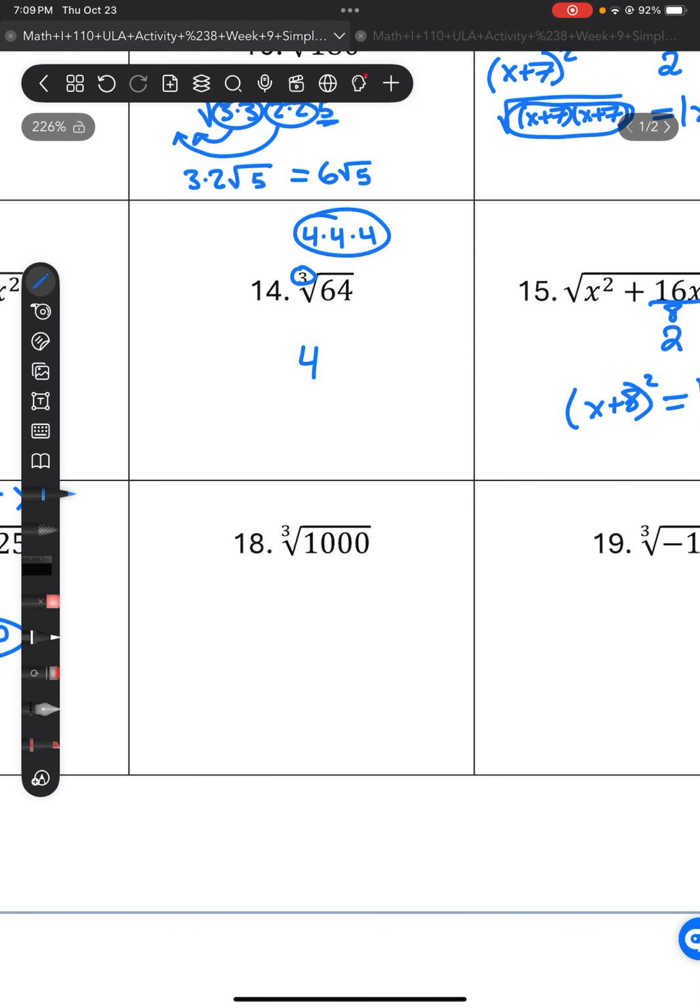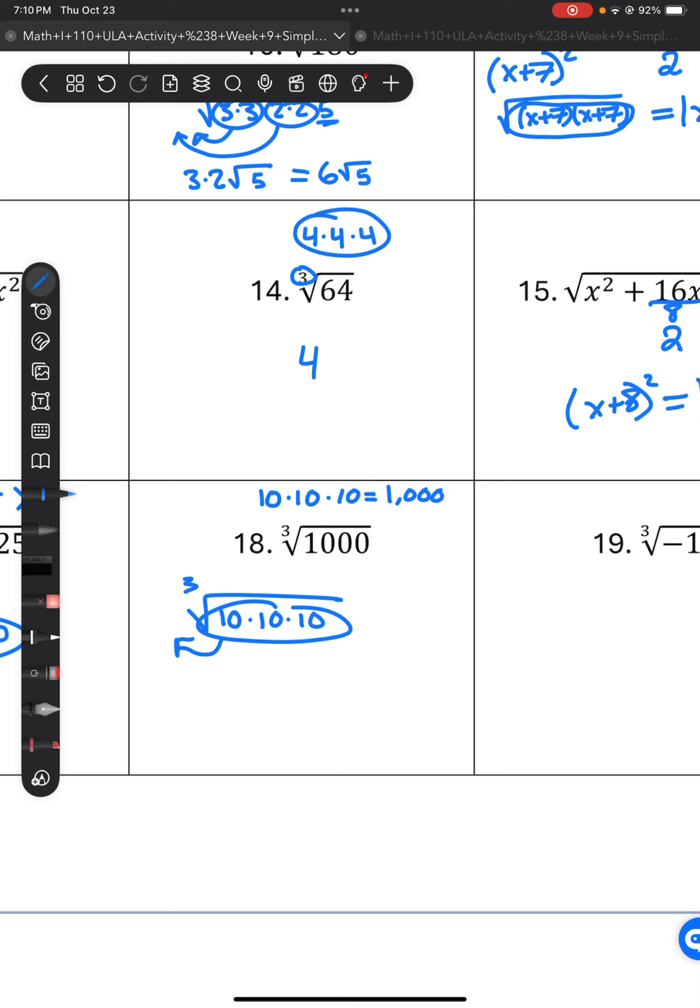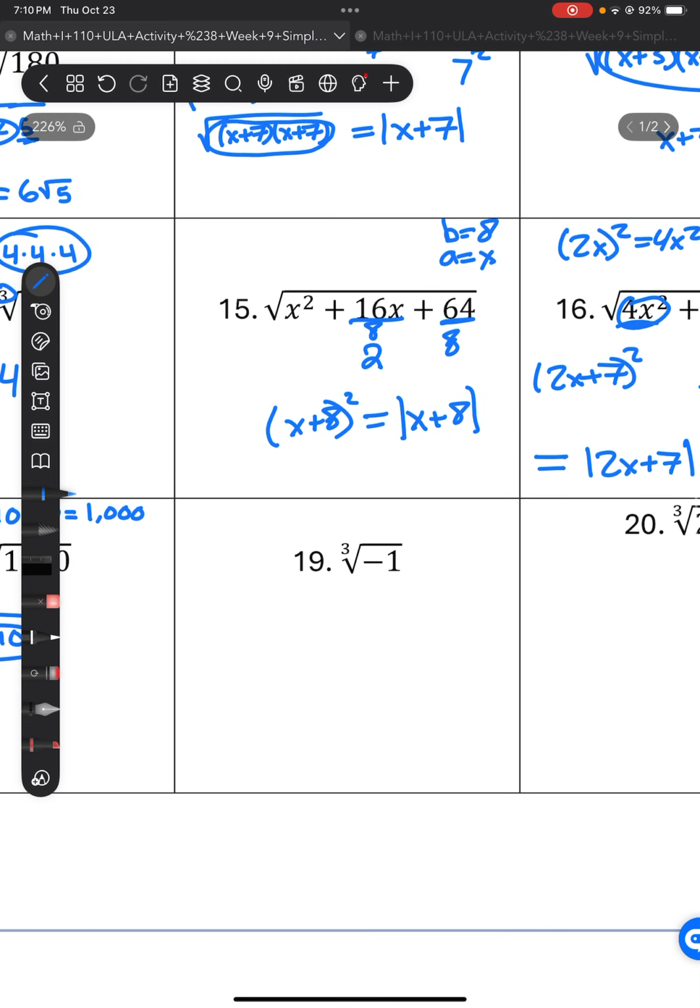All right, number 18. Another cube root. I'm already thinking about 10, right? Because 10 times 10 is 100, and 100 times 10 is 1,000. So I already know what's under there. So I'm going to put that under there, 10 times 10 times 10. Found my group of 3. Taking it out, I'm left with just 10.